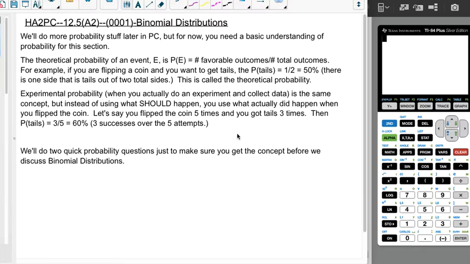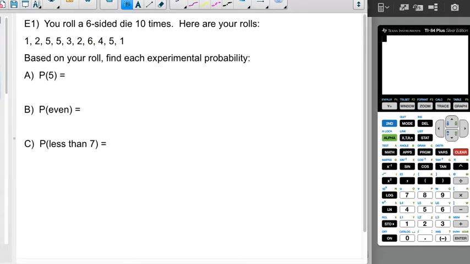So we're going to do a couple quick probability questions before we get into binomial distribution because, again, it's helpful to have a background in some minor probability things before we delve into this topic. All right, so you roll a 6-sided die 10 times, and here are your rolls: 1, 2, 5, 5, 3, 2, 6, 4, 5, 1. Based on your rolls, find the experimental probability of each of these. So what's the probability that I get a 5? Well, I rolled this 10 times, and I got a 5 1, 2, 3 times. So 3 out of 10, or 30%.